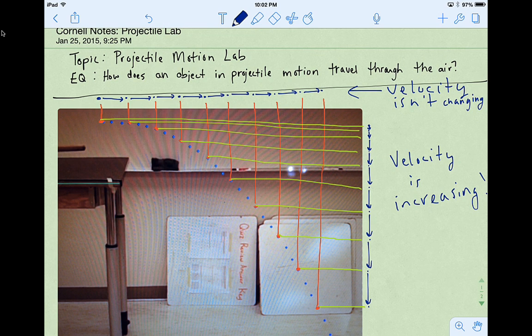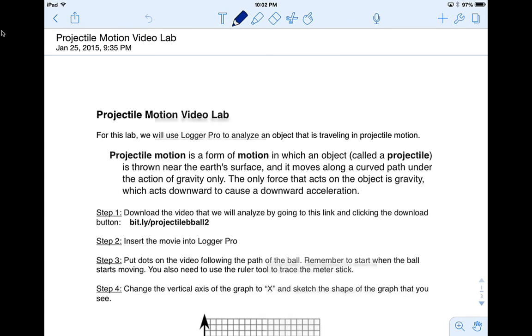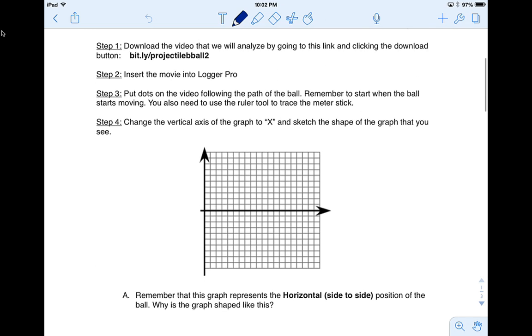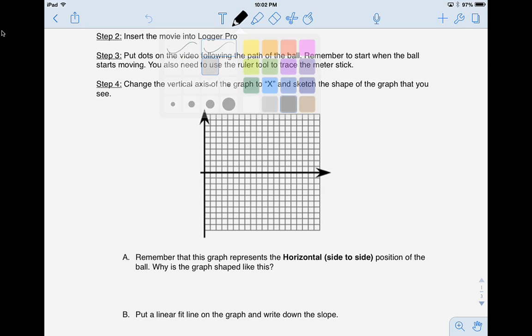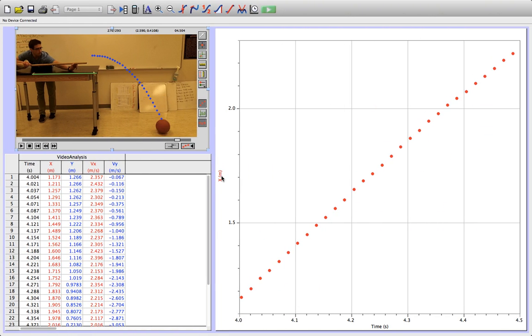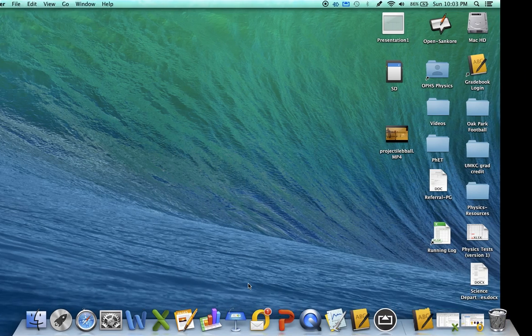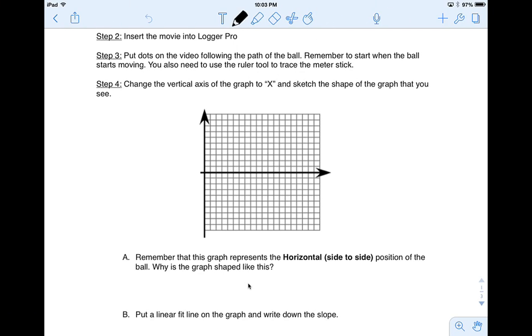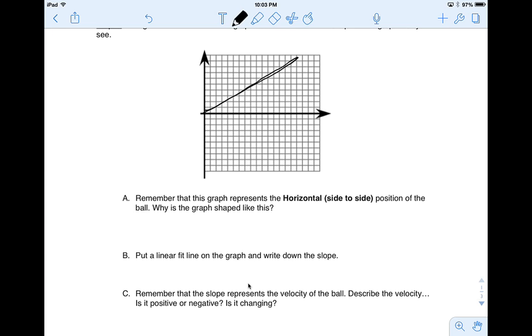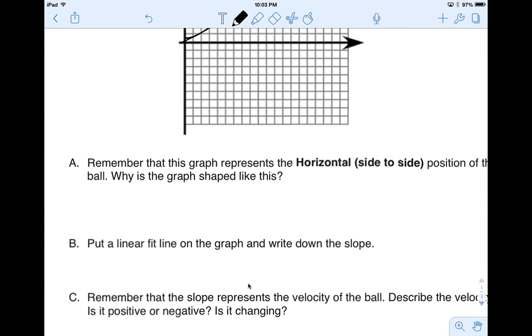So now let's just talk through the video lab. Change this back to black. This says change the vertical axis of the graph to X and sketch the shape. So let me show you how we do that. I make sure that's X, and notice my shape here is going to be this really nice straight line. I'm going to draw that line just like that. And it wants to know, why is the graph shaped like that? Well, remember that straight lines are from constant velocity.